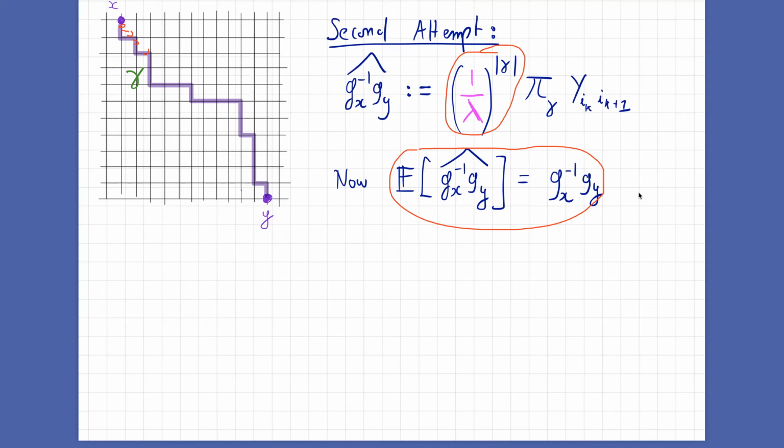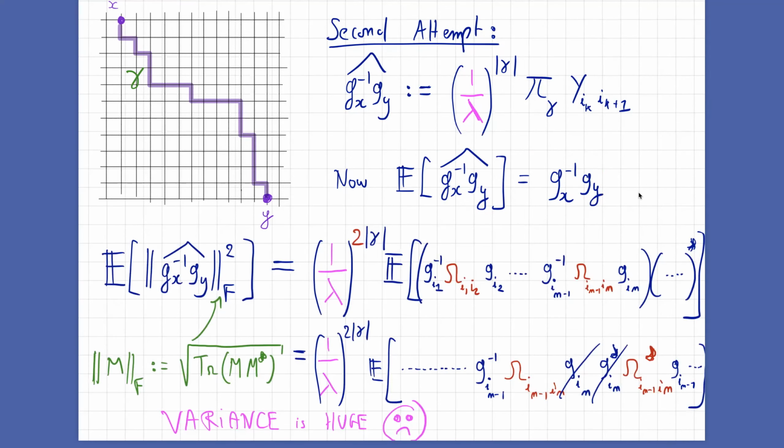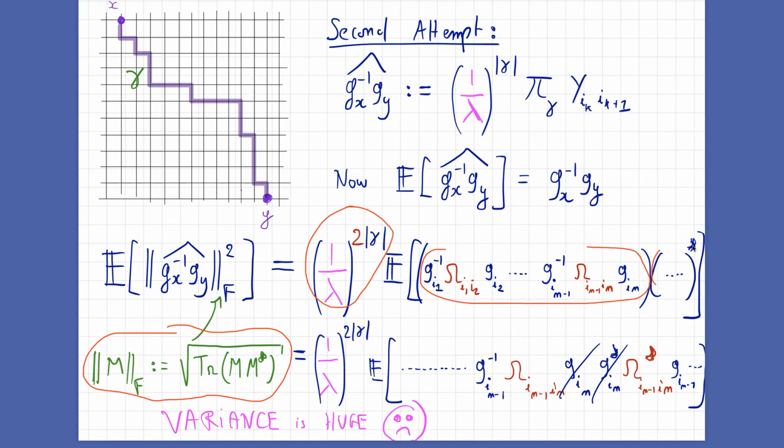So let us just compute the variance of this estimator because it will start showing some structure. For the variance, I need to use a certain norm on those matrices, and the convenient one here is the Frobenius norm. So I'm going to compute the expectation averaged over the noise of the trace of my estimator times the same estimator, but the adjoint. So I have this renormalization factor here with two times the length of gamma, I have the product over the edges of my estimator here, and the same product, but with the adjoint here.